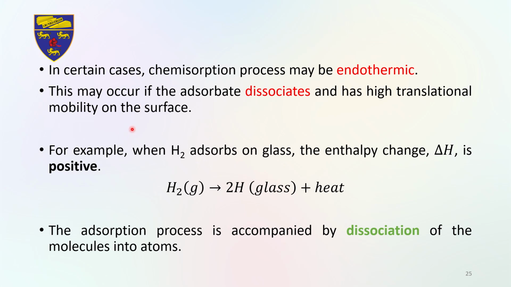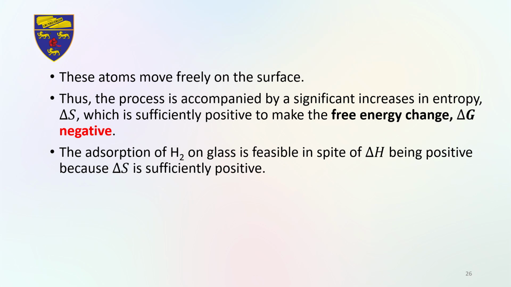Occasionally, chemisorption can be endothermic, where delta H is positive. This happens if the adsorbate dissociates and becomes highly mobile on the surface. An example is hydrogen adsorbing on glass. In this case, even though heat is absorbed, the process is possible because the increase in entropy from the moving atoms is large enough to keep delta G negative.